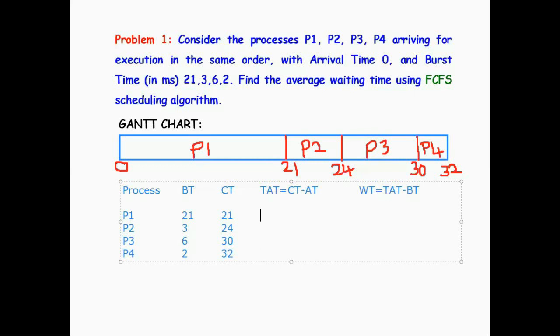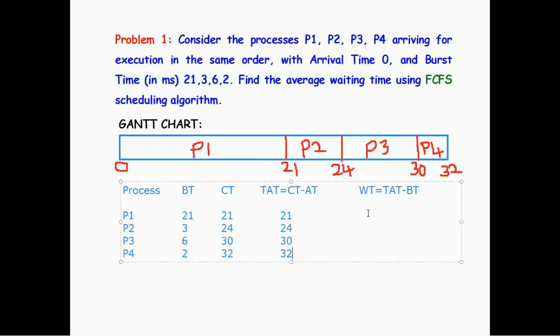Turnaround time is completion time minus arrival time. So for process P1, turnaround time is 21 minus arrival time. Arrival time is 0. So 21 minus 0 is 21. Then for P2, the turnaround time is 24 minus 0, 24. For P3 it is 30. For P4 it is 32.